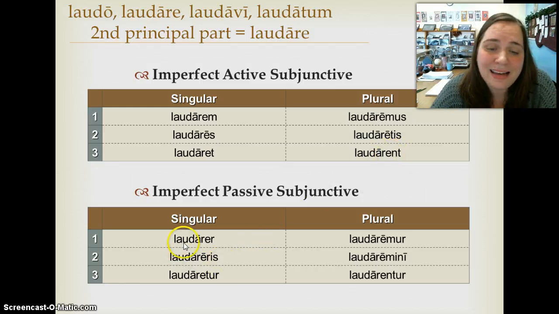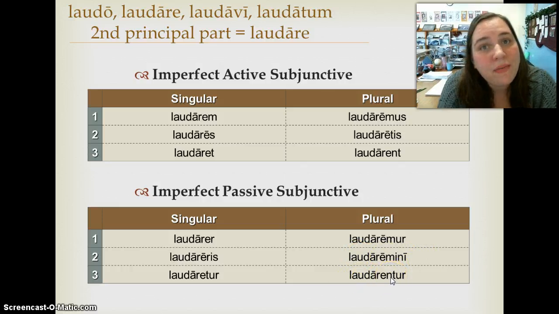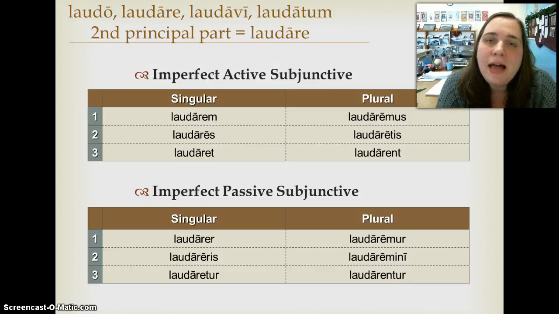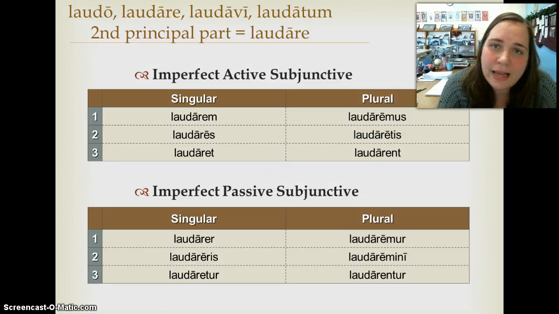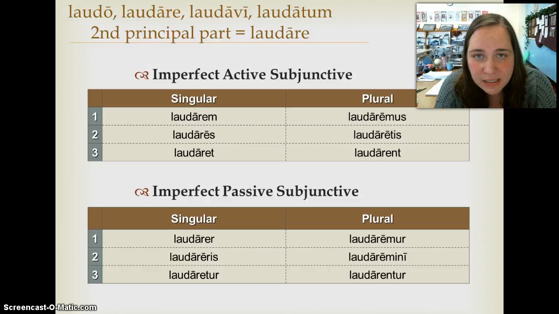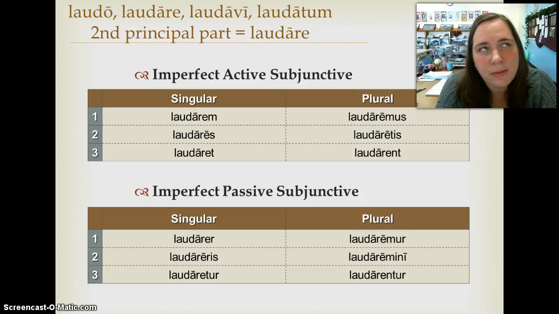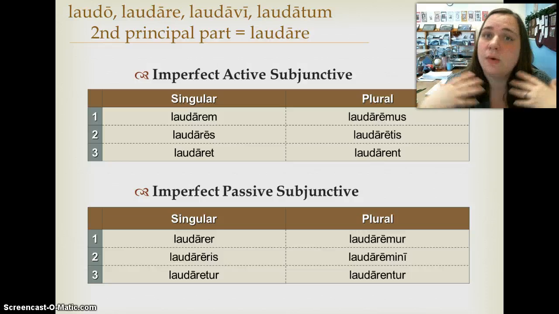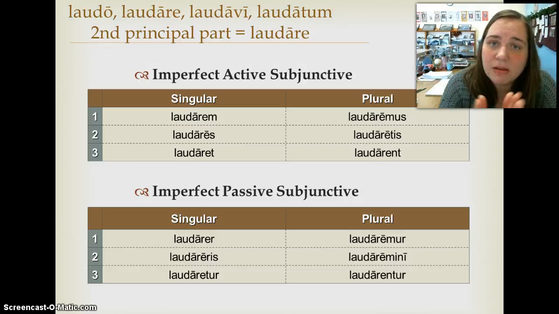In the passive, laudarer, laudareris, laudaretur, laudaremur, laudaremini, laudarentur. Now you may notice that I haven't put up any translations to go along with the conjugation charts. And the reason for that is because you really can't translate an imperfect, perfect, or pluperfect subjunctive without the context in the sentence. The reason for this is because they're pretty much exclusively used in subordinate subjunctive clauses like purpose clauses, or the one we're going to learn today, result clauses.